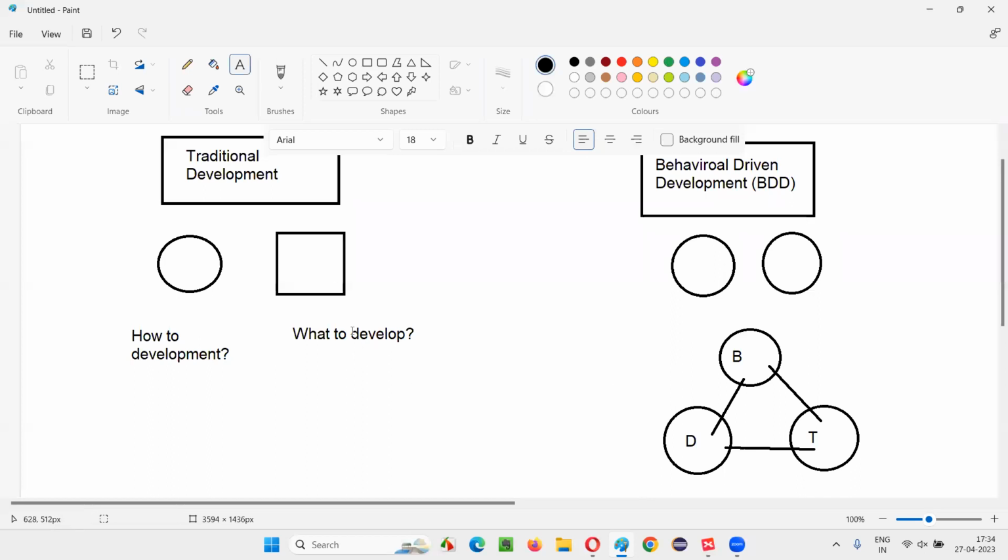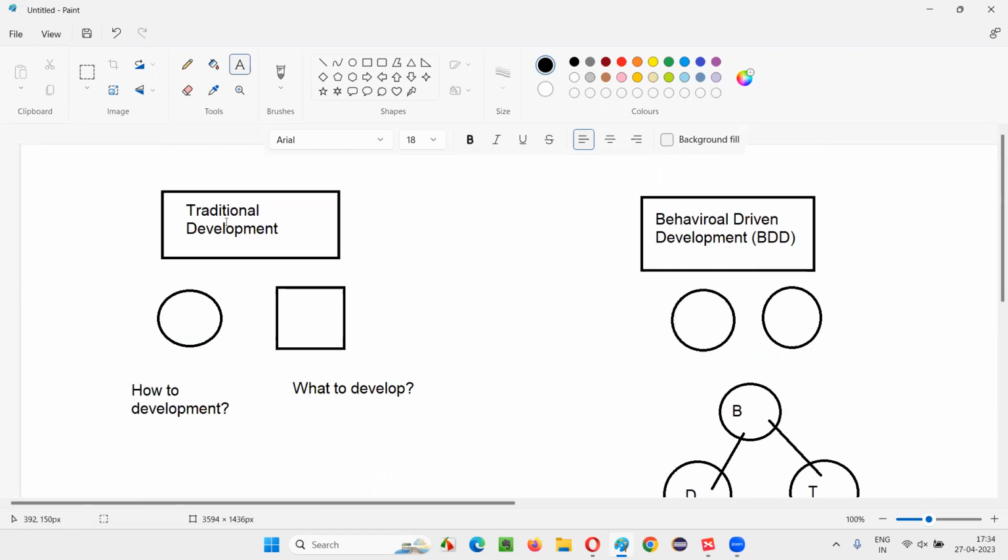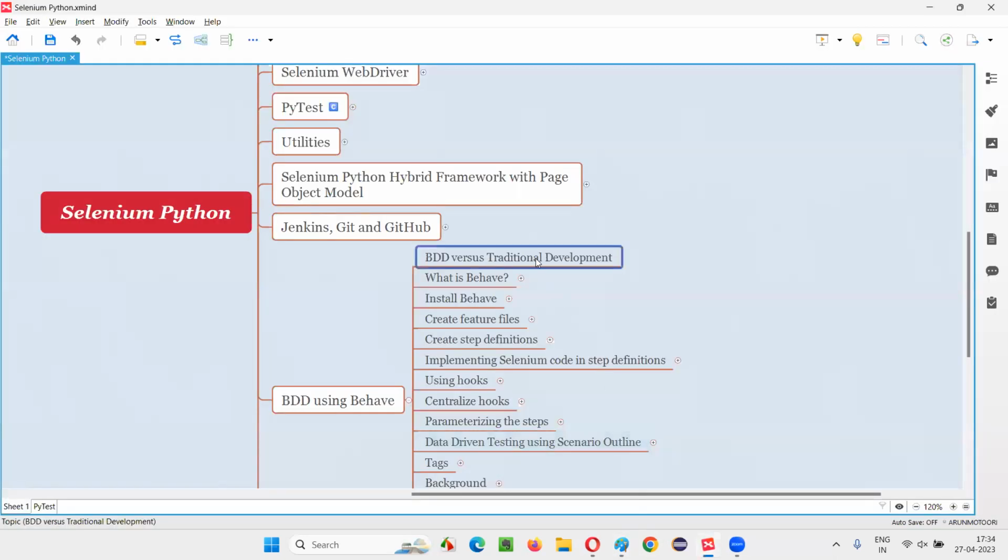Okay, to focus more on what is to be developed, BDD kind of approaches need to be followed in projects. People move to projects implementing BDD to give more focus on what is to be developed. In traditional development, there is a history that a lot of projects have delivered a wrong product, and that can be reduced in projects following the behavior driven development approach. So hope you got the difference between these two terms, traditional development and BDD.